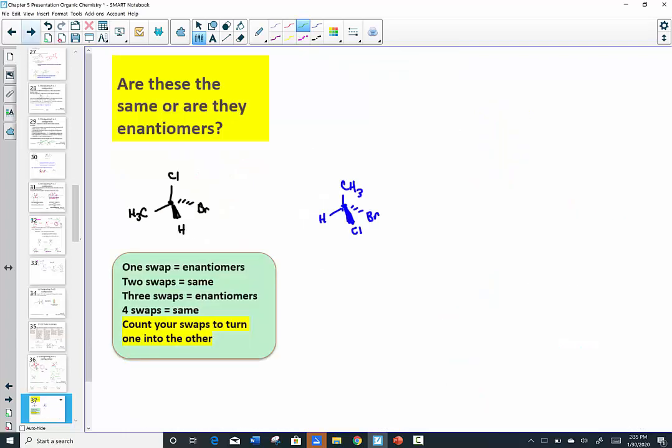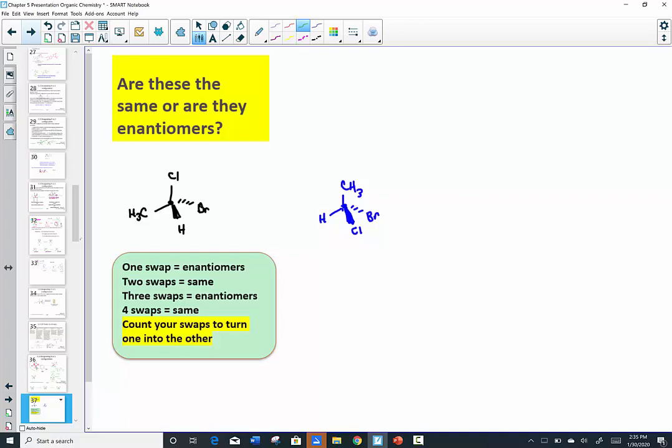You can use the swap rule for a lot of skills, such as asking yourself, are these the same or are they enantiomers? A lot of your homework just simply asks, are these the same or enantiomers? Are they the same or mirror images? And using the swap rule, remember, swap just 2 at a time and see how long it takes to create the first into the second.